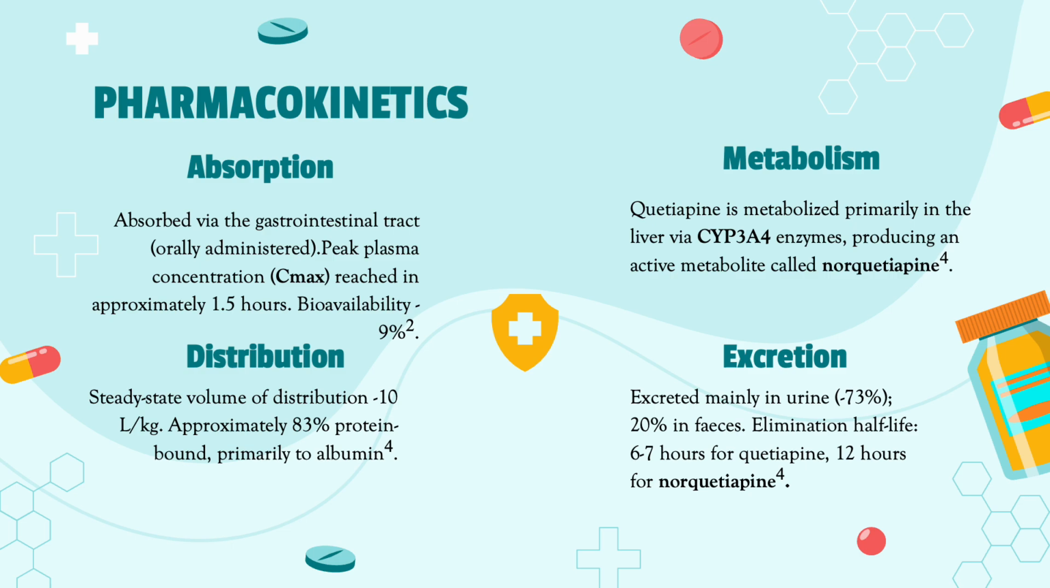Moving further to the pharmacokinetics of quetiapine. Quetiapine is absorbed through the gastrointestinal tract, reaching peak plasma concentration in about 1.5 hours with bioavailability of 9%. It is 82% protein bound, primarily to albumin, and metabolized in the liver by the enzyme CYP3A4, producing an active metabolite called norquetiapine. Quetiapine is excreted mainly in urine, about 72%, with an elimination half-life of 6 to 7 hours, and 12 hours for norquetiapine.